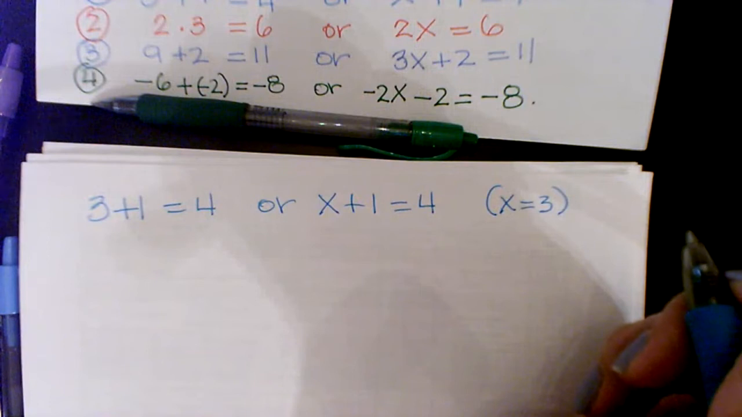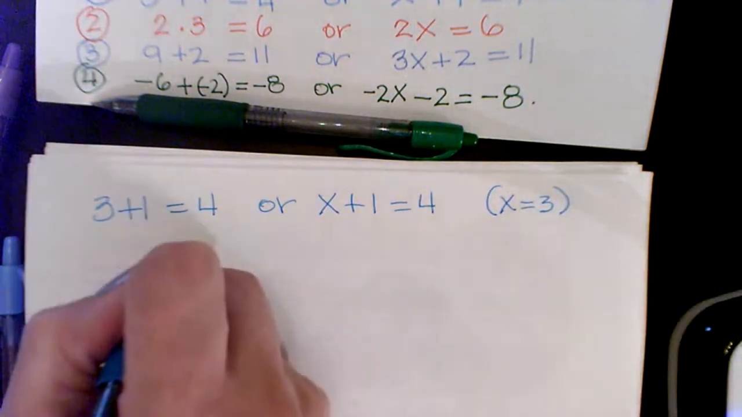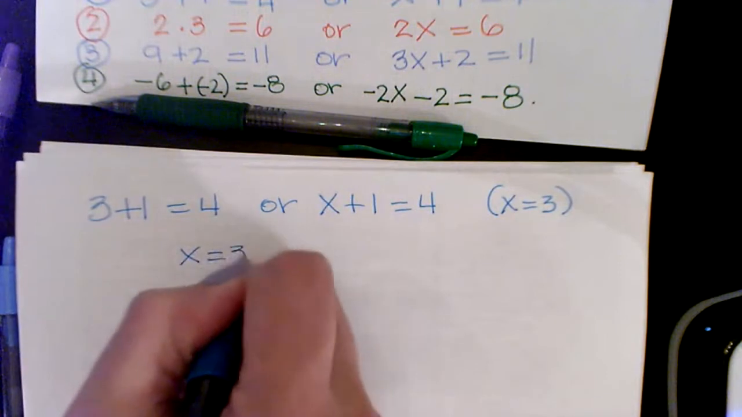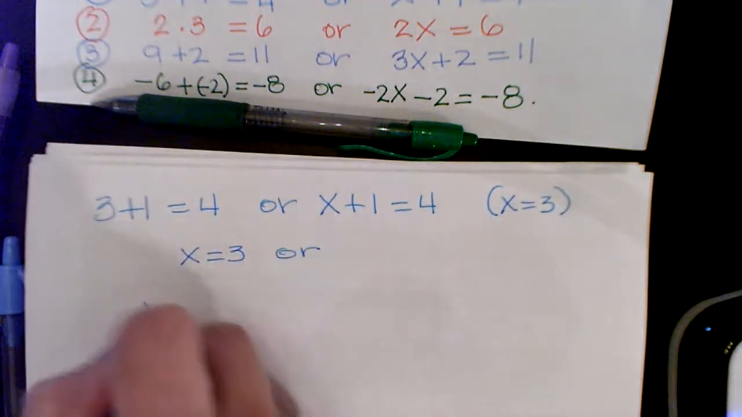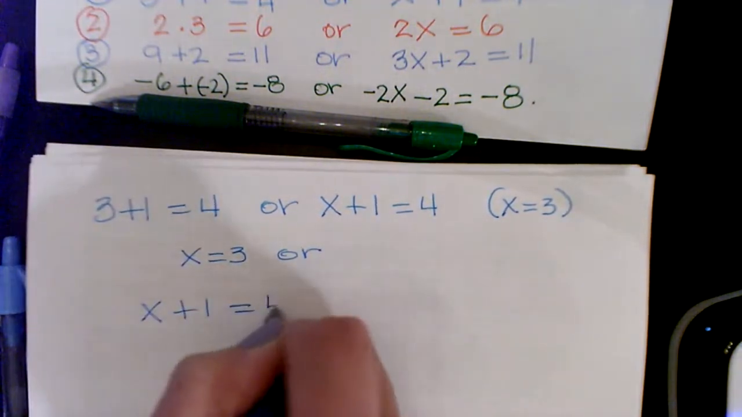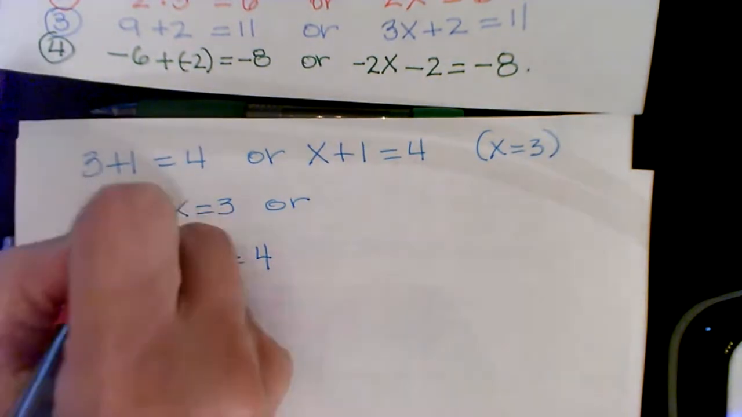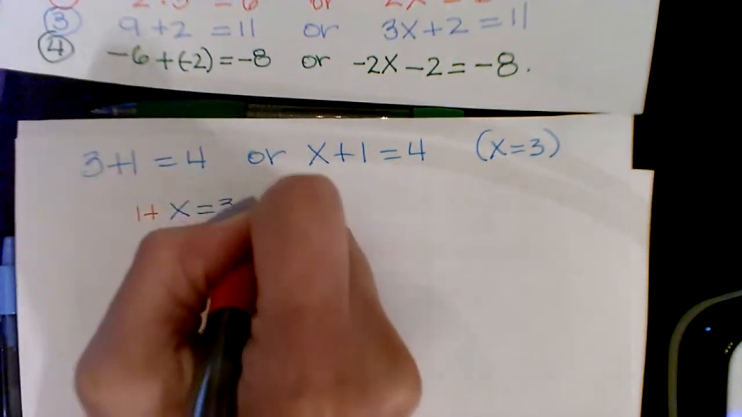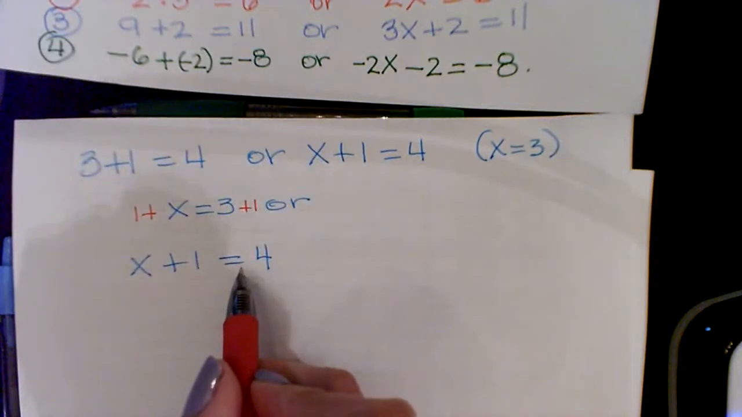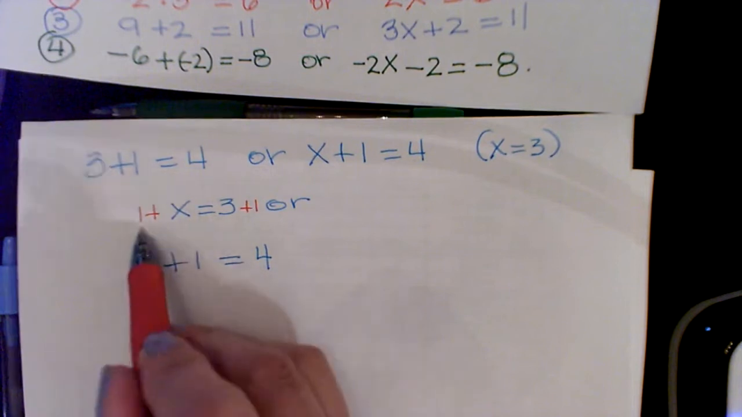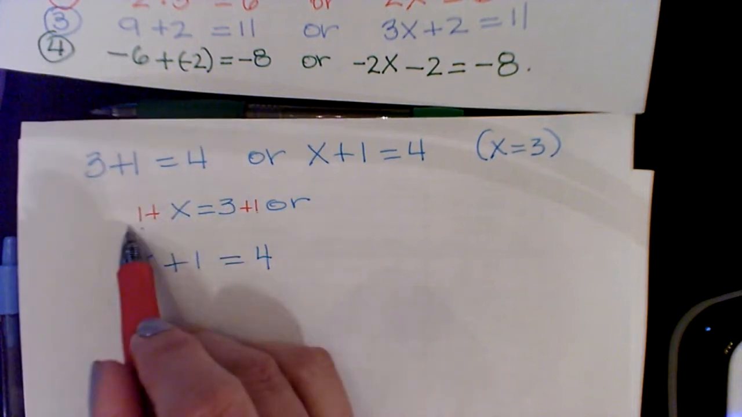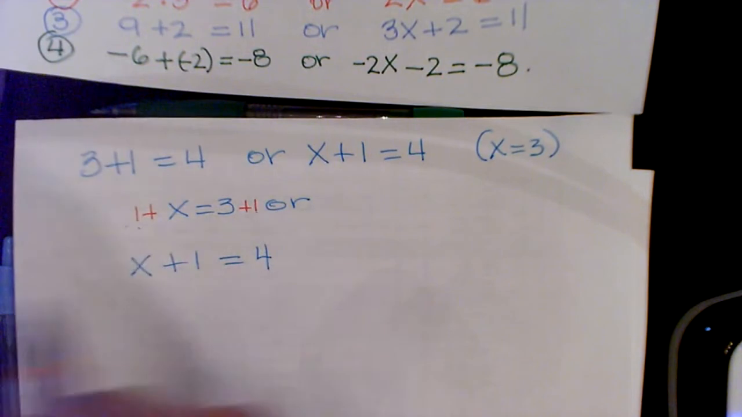What is the difference between them? So x equals 3, or x plus 1 equals 4. What do you notice there? That if we add 1 on both sides, it does not change the value of x. You see, by adding 1 on both sides, I did not change the value. The value of x is still 3.